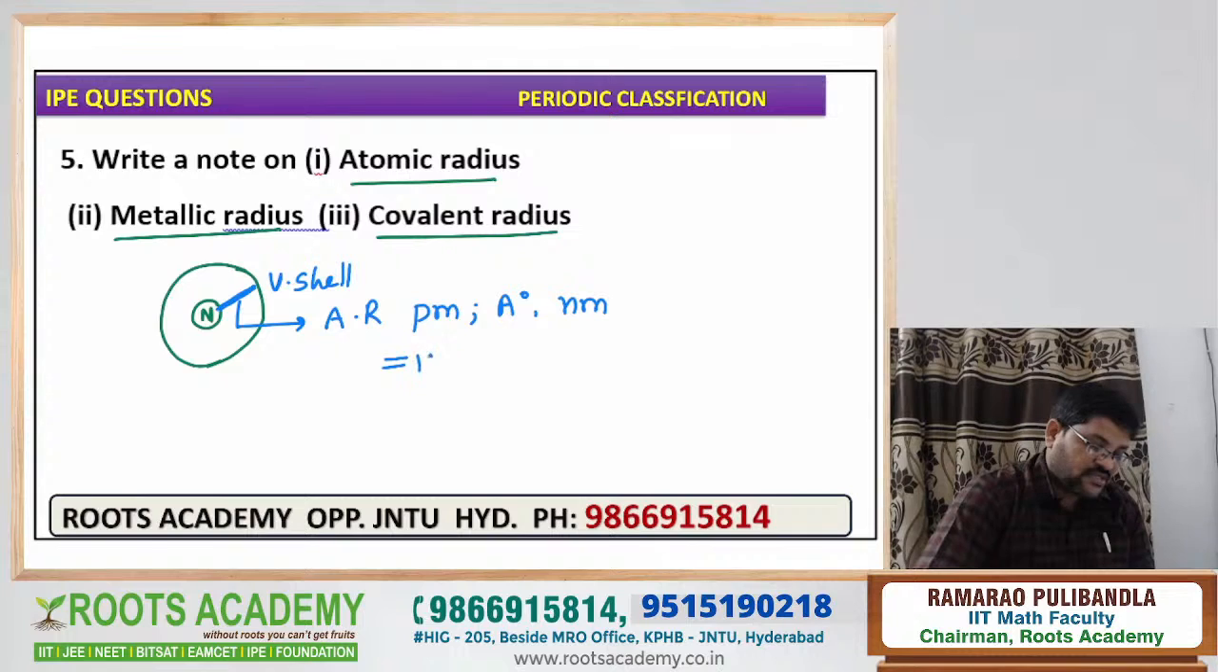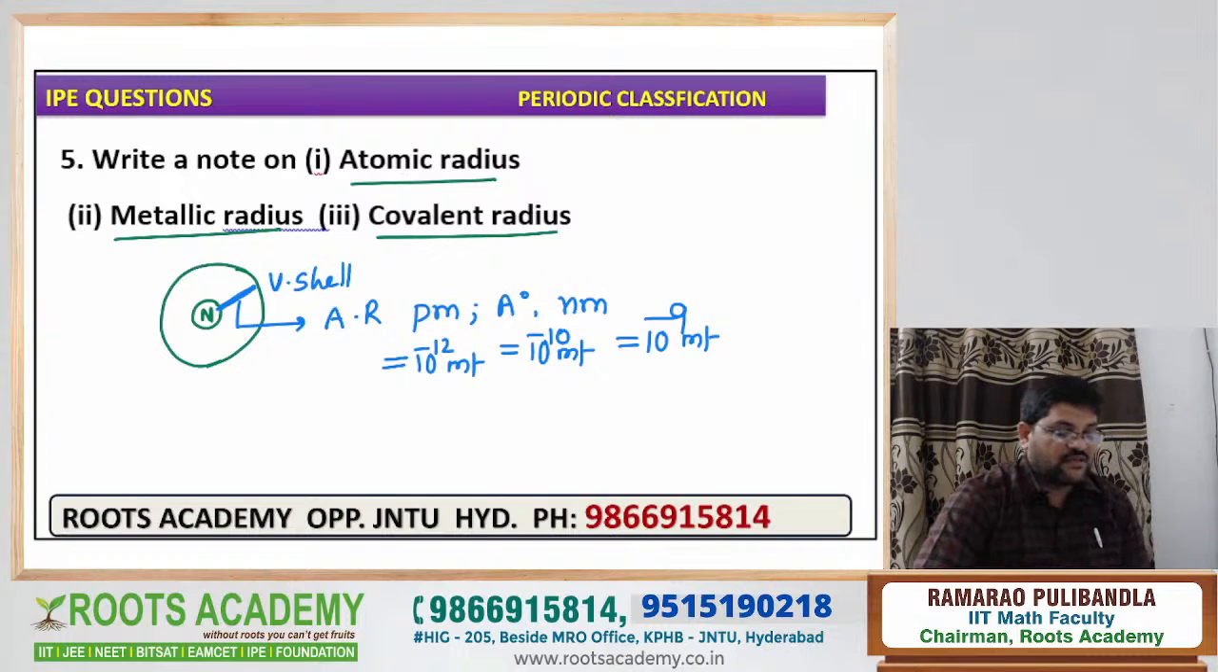1 picometer is 10 power minus 12 meters. 1 angstrom is equal to 10 power minus 10 meters. 1 nanometer is equal to 10 power minus 9 meters. Repeat the statement once again: atomic radius means the distance between the nucleus and the outermost valence shell.